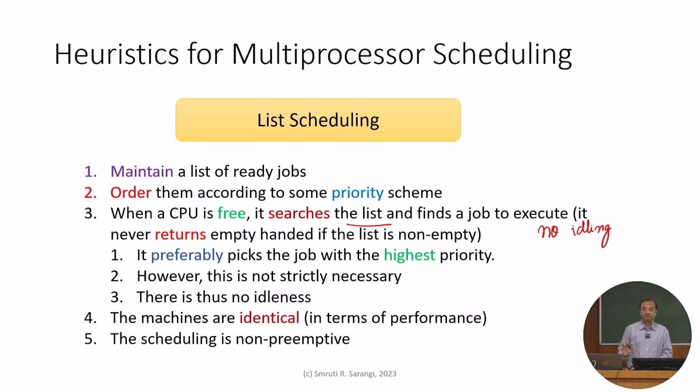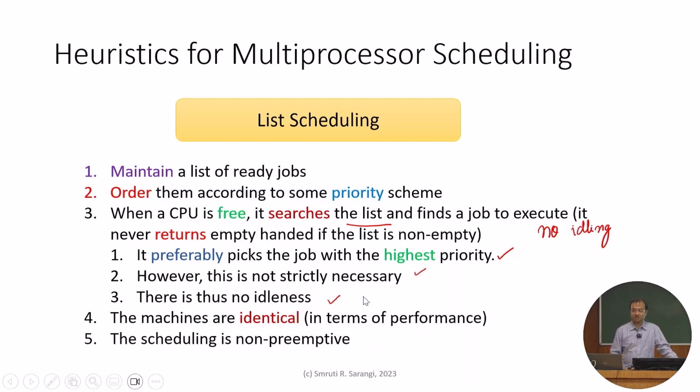All right. So if it has work to do, it will definitely do it. It will never make the choice of not doing anything. That is a key constraint. So then it will preferably pick the job with the highest priority. But again, as I said, the priority scheme in this case is not strictly necessary. There is no idleness. We assume that the machines are identical and the scheduling is non-preemptive. So there is no preemption, right?